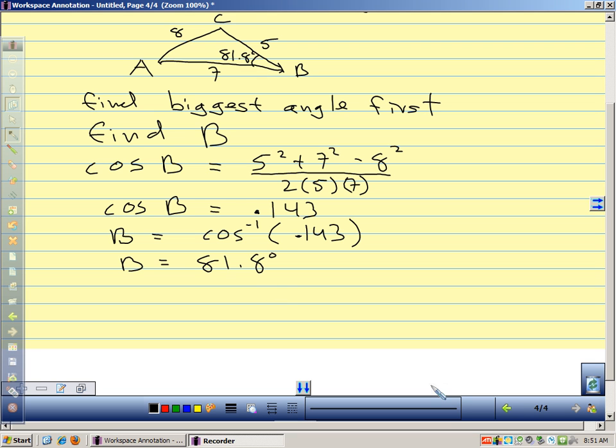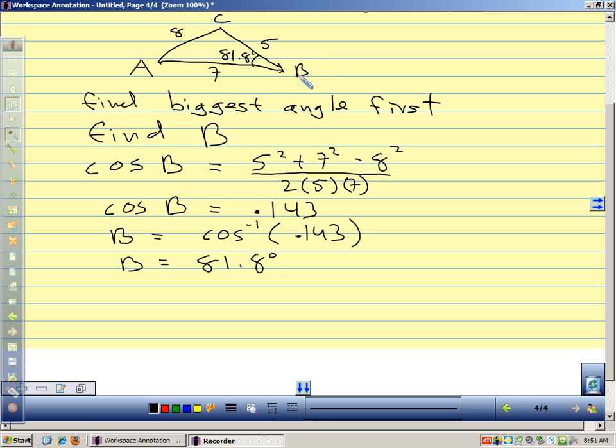Once we find one of the missing pieces using law of cosines, now we can use law of sines. It's way easier than using law of cosines again. We could use law of cosines again, but it involves a lot more calculation. So now that we have one angle and one side opposite, we can use the law of sines.